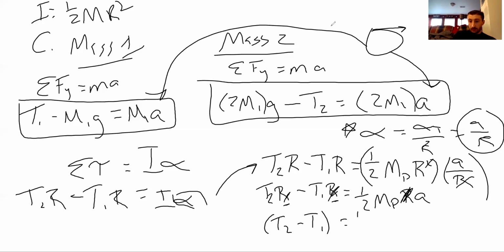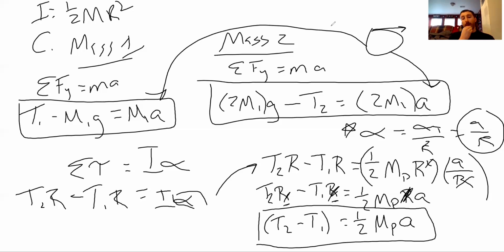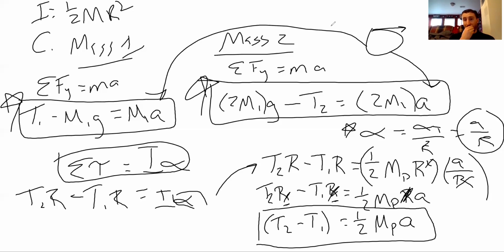So I get 1/2 mass of the pulley times acceleration. All right, so let's stop there for a second. This is key. This is my Newton's second law for rotational motion here, right? So this is what we got. We got it from that. Now I know I have equations right here with T1 and T2 in it.